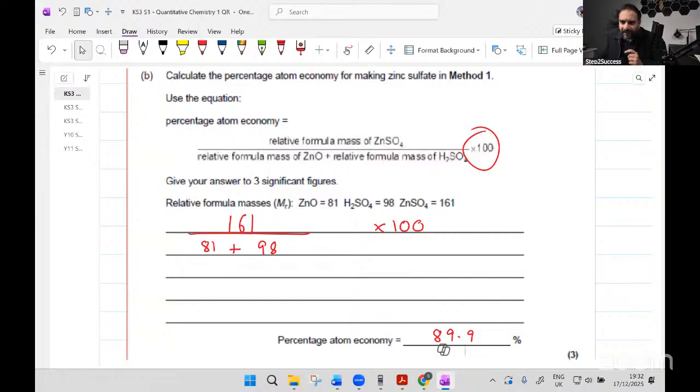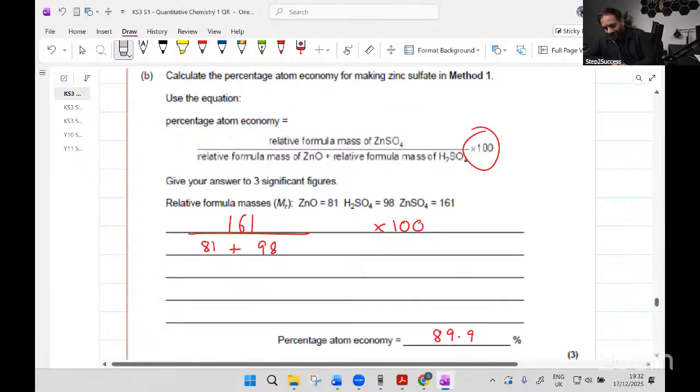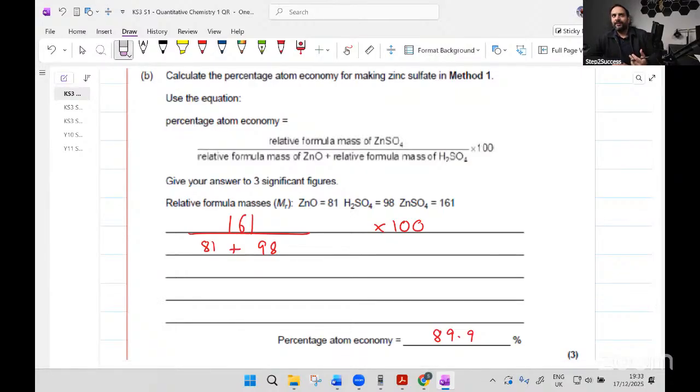What is a percentage atom economy? How do we figure it out? By doing exactly what I just did, because there's a formula for it. We just followed the formula. That is how you do it. You read the formula and you do what the formula tells you to do.